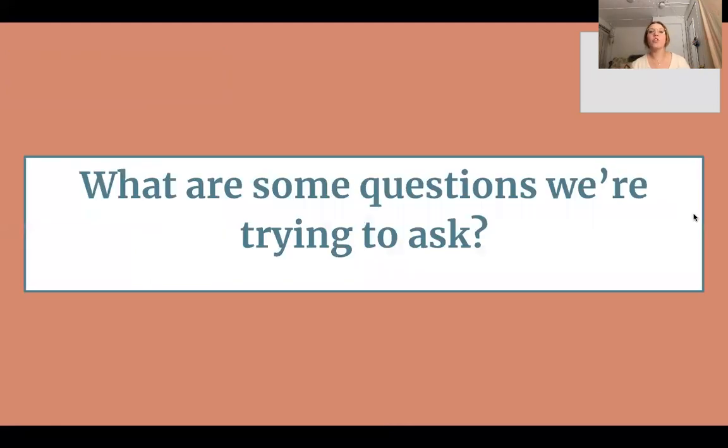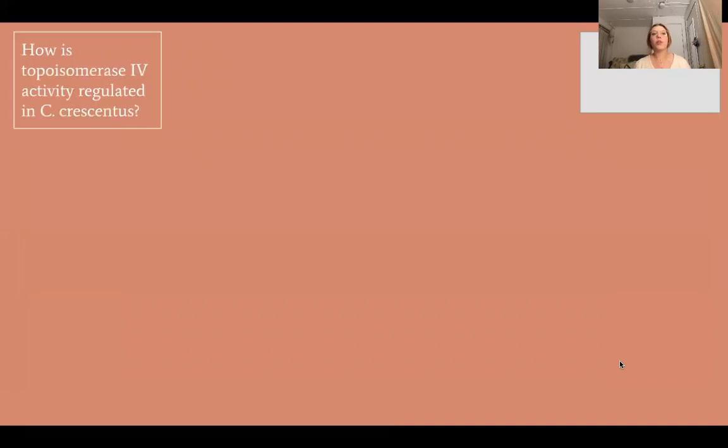So what are some of the questions that we're trying to ask with this project? Well, first, I really want to know how topo 4 activity is regulated in Caulobacter crescentus. We know we have NstA, we know that we have GapR, but I just want to see how it fits in together as a whole. And then I want to look at how it is regulated in a delta lon mutant. We already have seen the different levels of RNA expression for NstA and GapR, and we're looking at whether or not they're essential. I want to look at how it's regulated differently in a delta lon mutant.